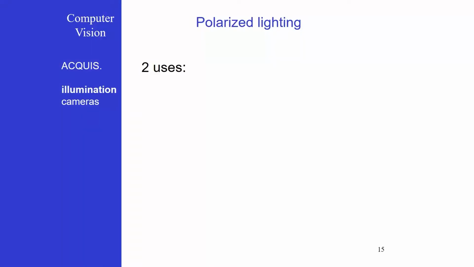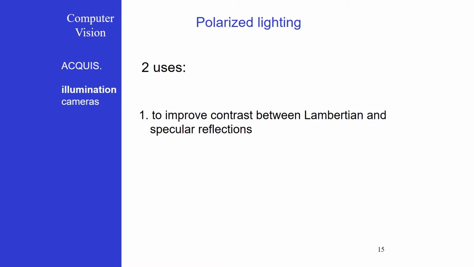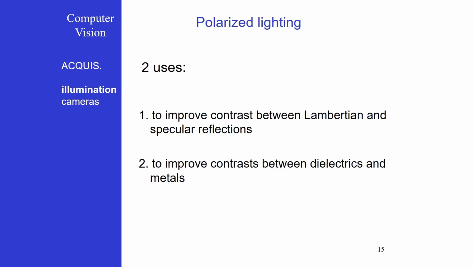We have these two forms of usage. The first, to improve the contrast between Lambertian and specular reflections, number one. And then number two, also to improve the contrast between dielectric material and metals. Okay, before we can talk about polarization, we have to explain a bit more about how polarization works.